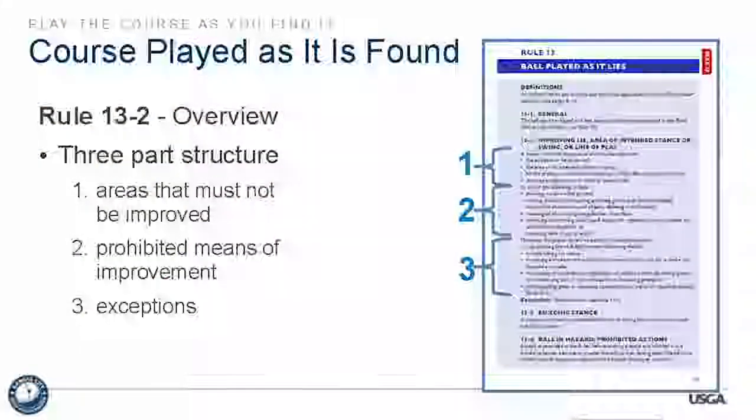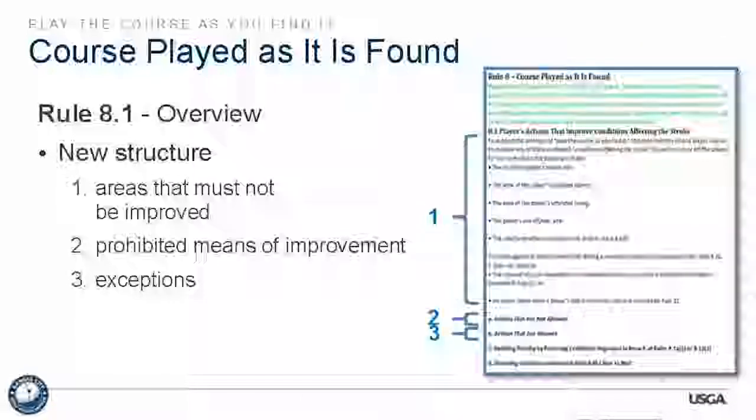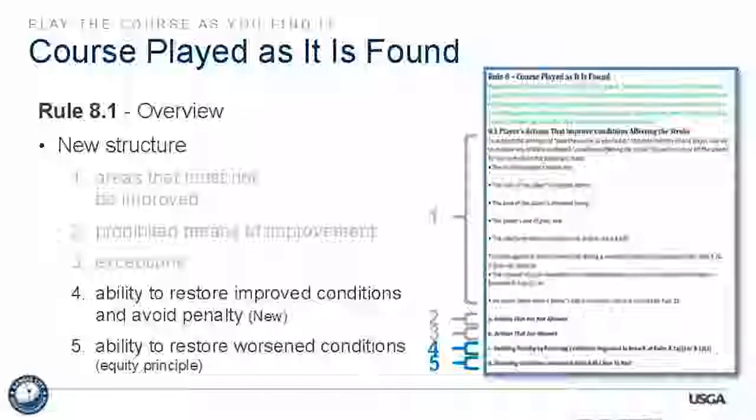This is what the rule used to look like. They talked about the 3-part structure, and they just kind of revamped it a little bit. It's still very similar. So when we were talking about Rule 13, it told us these different areas: what must not be improved, prohibited means of improvement, and exceptions. We've just kind of redone it, and then we've added a couple things on top of it. Now we have the ability to restore improved conditions to avoid a penalty, okay? And the ability to restore those worsened conditions, like I just mentioned, is the equity principle. So here's a good example of a rule that took a lot of decisions from the old rules and incorporated them into the new rule.